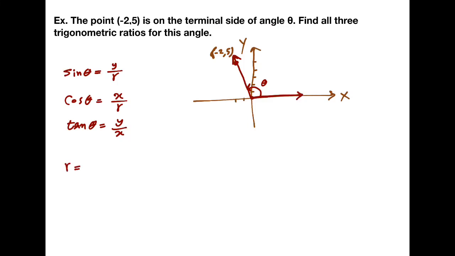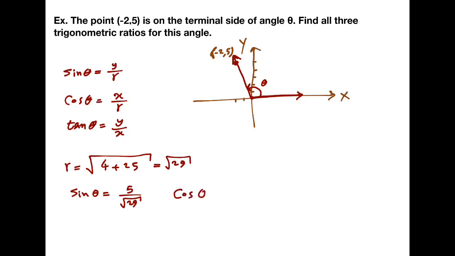We have to use the distance formula between (0, 0) and (-2, 5), and that's easy. The distance equals (-2) squared, which is 4, plus 5 squared, which is 25, and that will give us root 29. So that's the distance. That's r. Therefore, sine of the angle equals y, which is 5, divided by root 29. That's the sine of the angle.